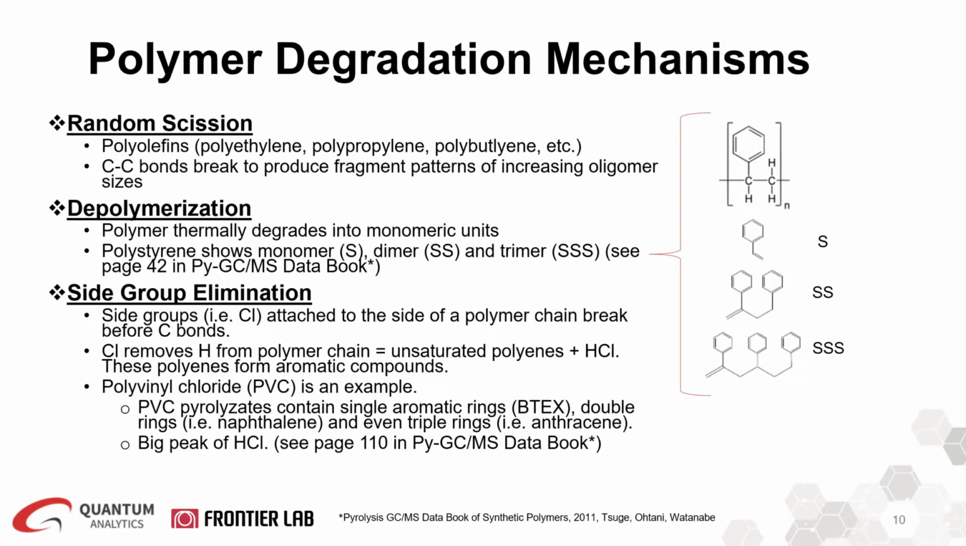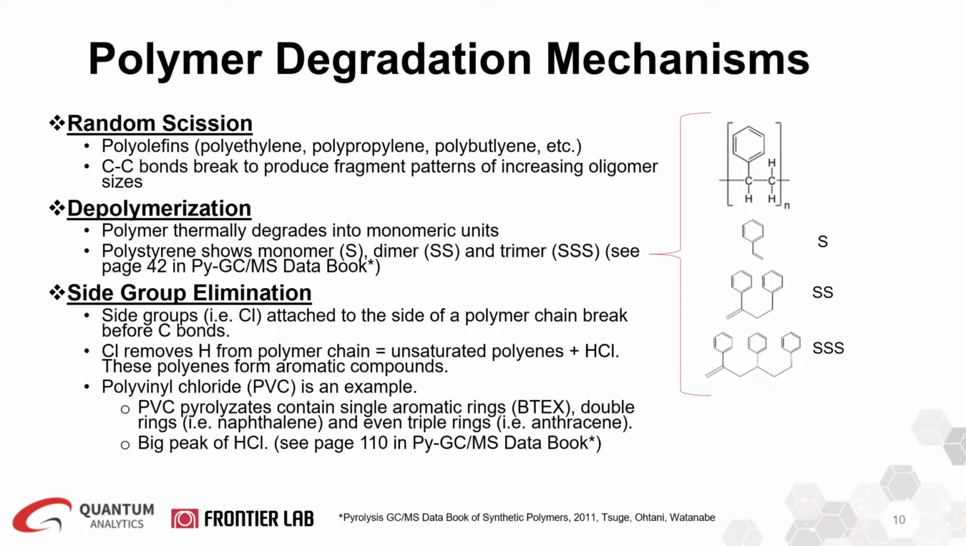In the depolymerization category, the polymer thermally degrades into its monomeric fragments. Polymers such as polystyrene are a good example, which in this case breaks down to its monomer. Styrene monomer shows as S, dimer, double S, and then the trimer.